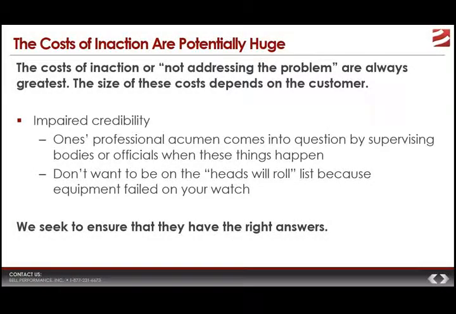Nobody wants to be the one that gets blamed when a problem or failure happens on their watch. And that's exactly what can happen in a professional setting when somebody who's the head of a mission-critical organization has their fuel go bad and they're not able to do something that they need to do. Well, that person looks bad. They may even be on the chopping block. So nobody wants to be put in that position. And so we at Bell Performance seek to ensure that these folks have the right answers to prevent those problems.